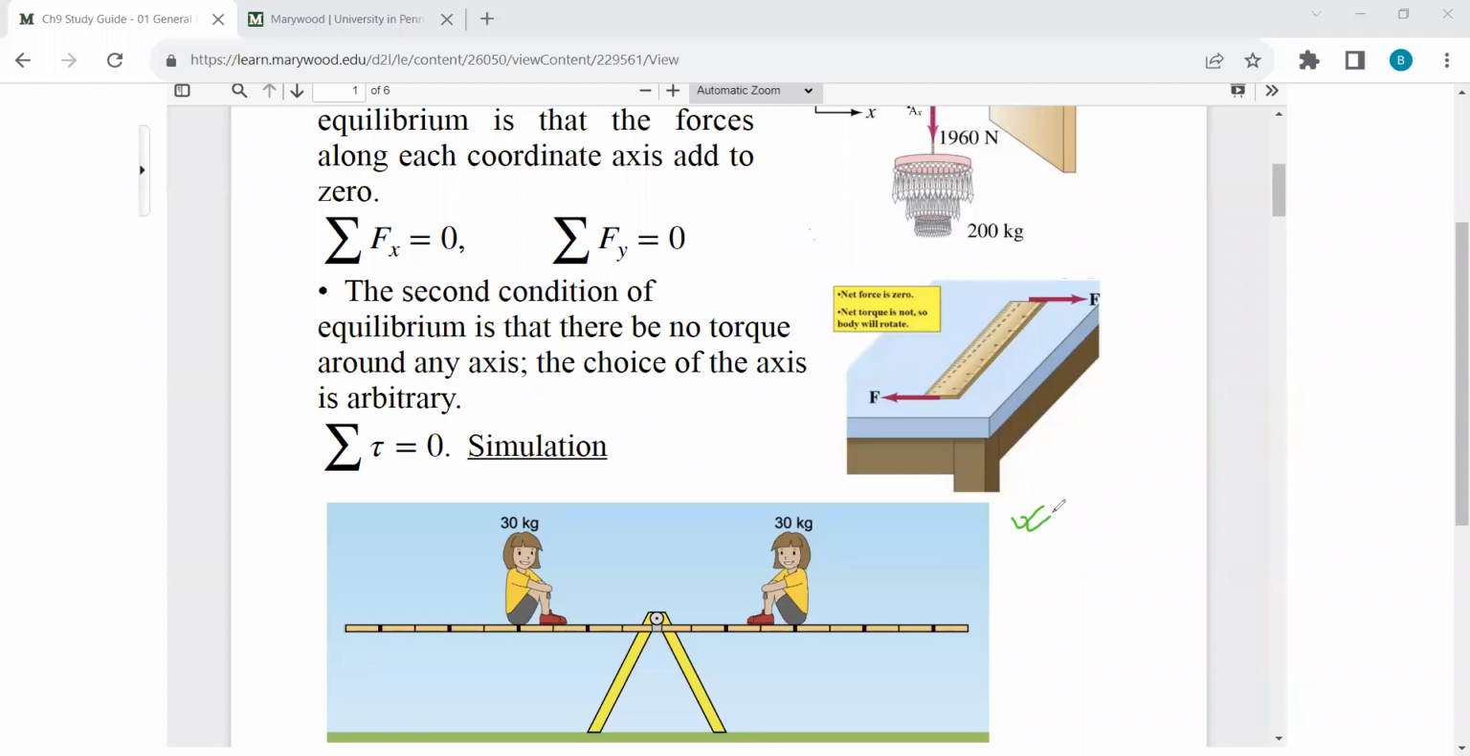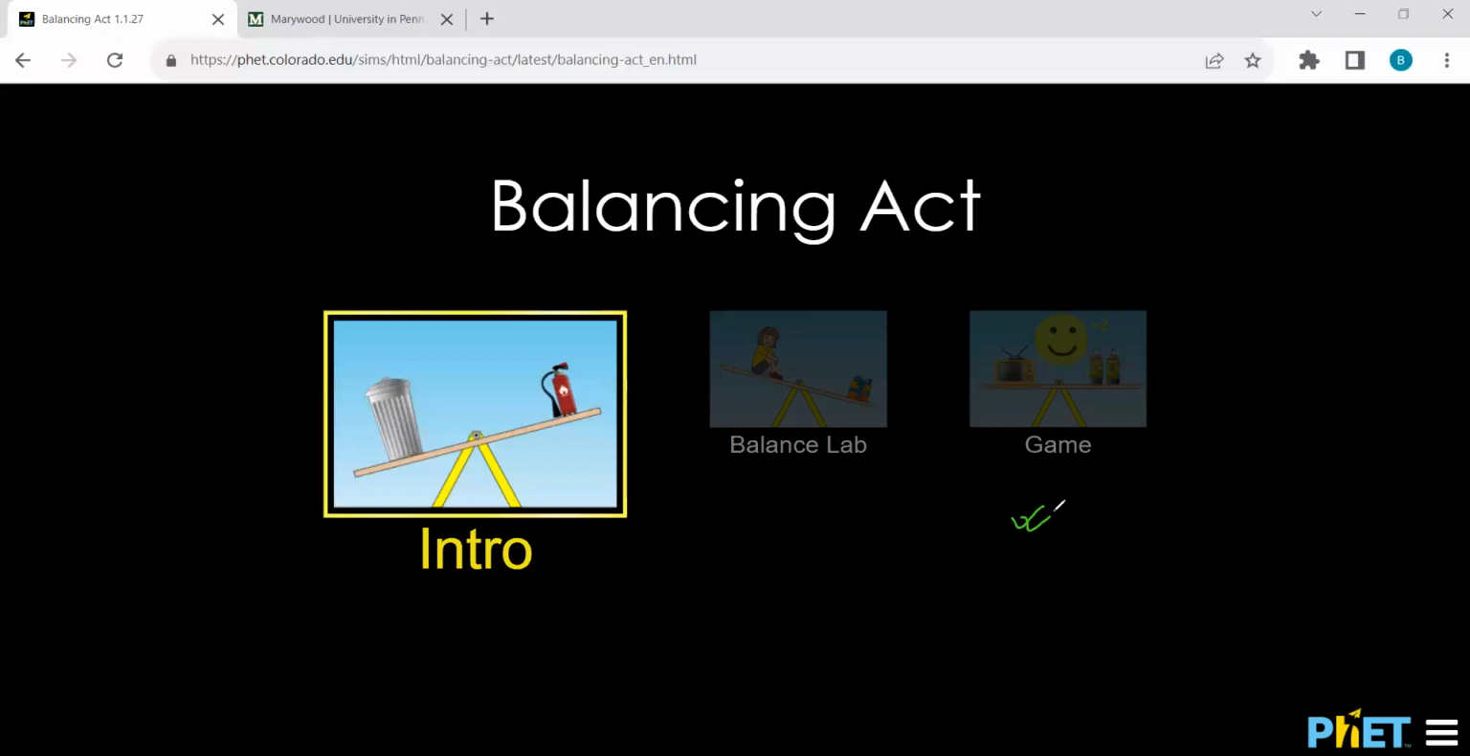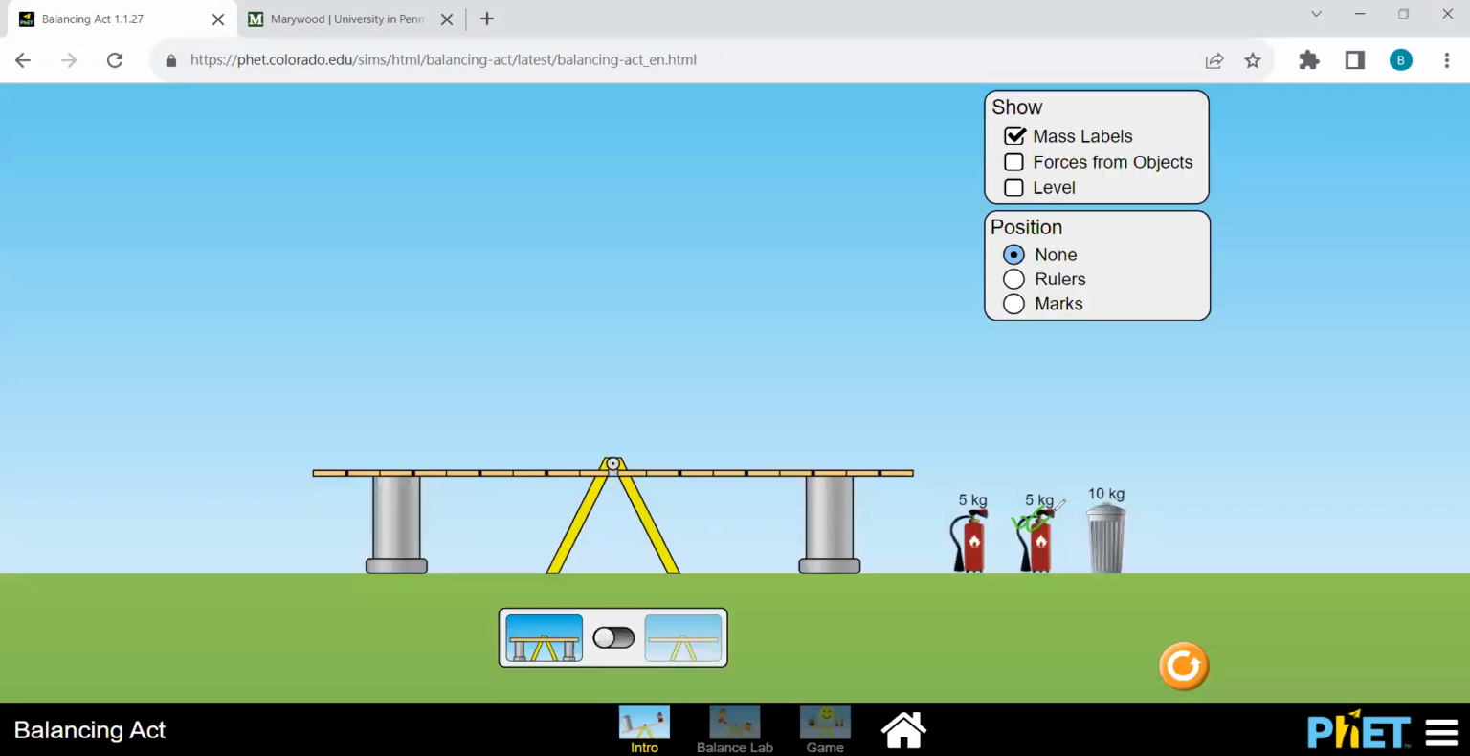To understand this, let me go to the simulation. Let me use this one. Now this seesaw board is in equilibrium. It's not rotating or doing anything.